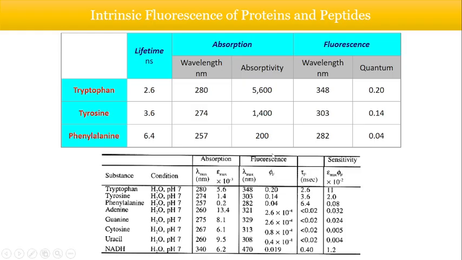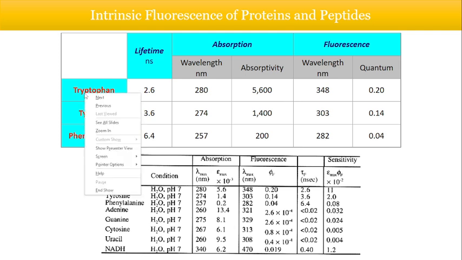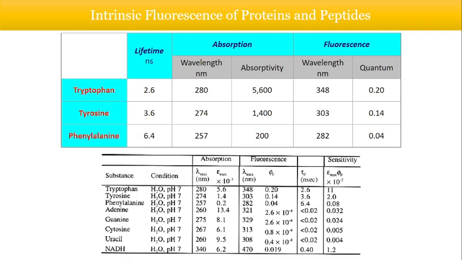Now, speaking on the intrinsic fluorescence of proteins and peptides, if we see tryptophan, it has a lifetime of 2.6 nanoseconds, and it has an absorption wavelength of 20 nanometer and an absorptivity of 5600. It fluoresces at a wavelength of 348 nanometer, and it has a quantum yield of 0.2.